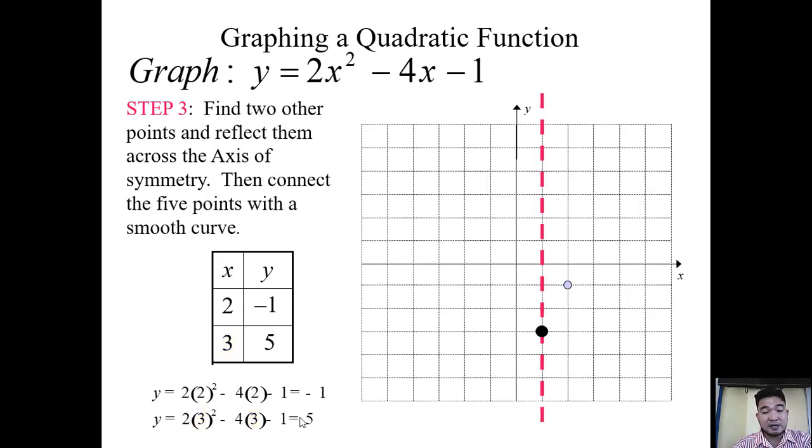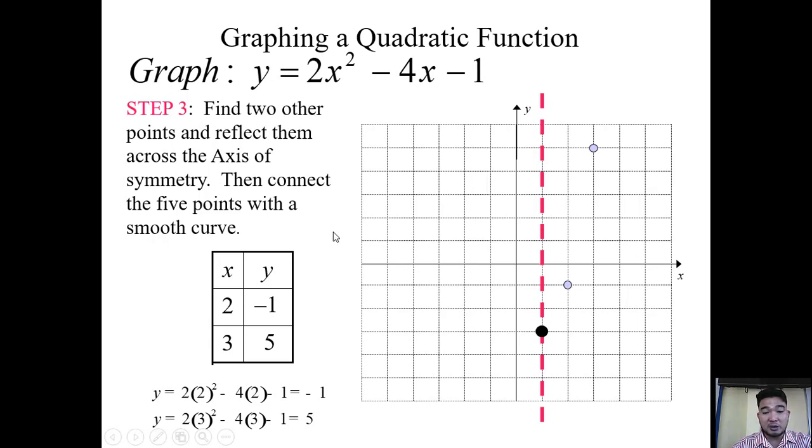So that's (3, 5). Then we plot the point into the grid. So there is (3, 5): 1, 2, 3, then 5: 1, 2, 3, 4, 5. So there you go. We already have the right side of the parabola.